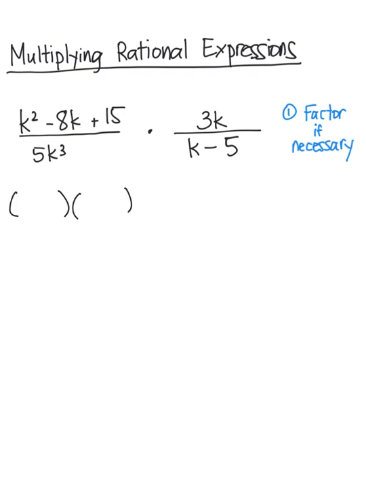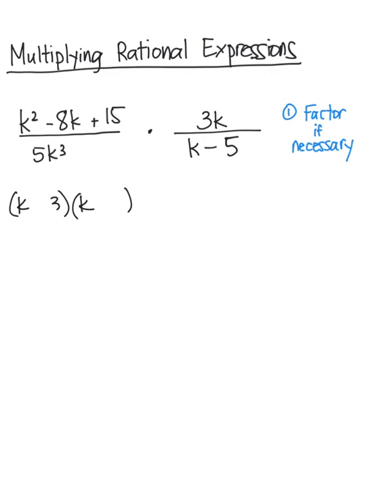Okay, k and k. I have to think of factors of 15 that will add up, add because that's a positive 15, add up to negative 8. Two factors of 15 are 3 and 5. That'll add up to 8, okay?